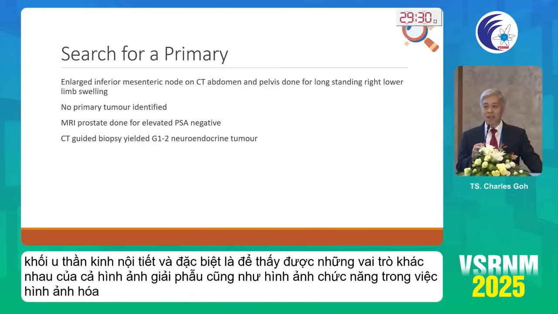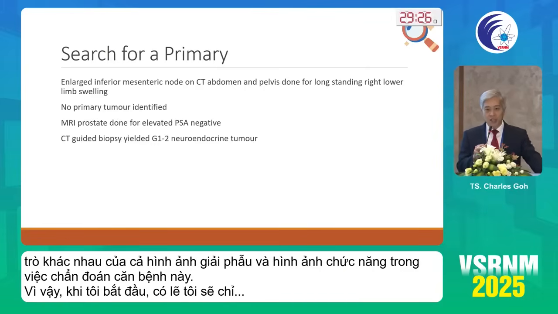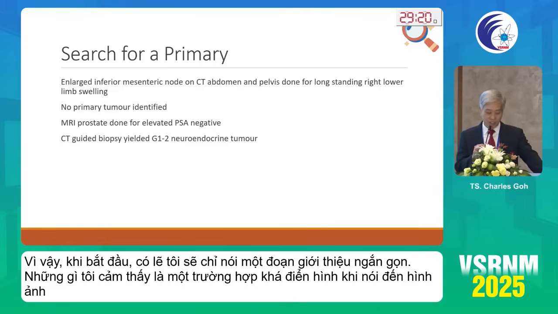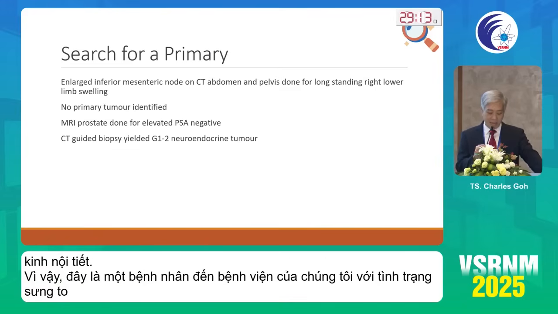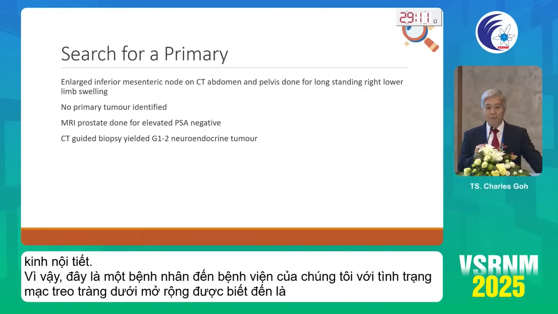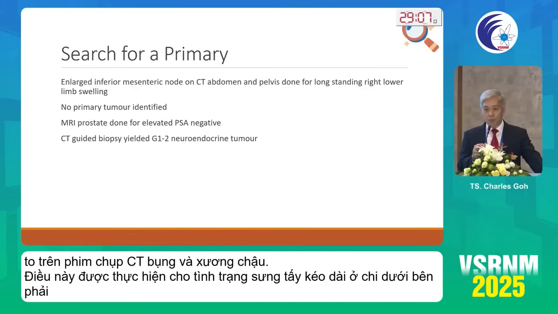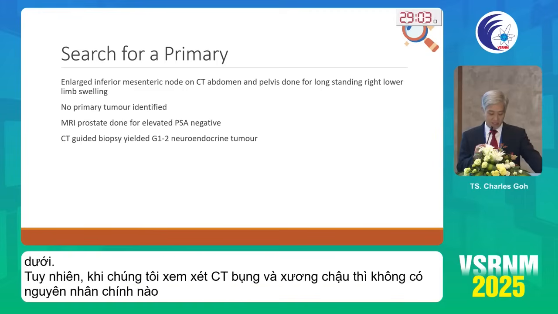So as I start, maybe I'll just talk about a brief case introduction. What I feel is a fairly typical case when it comes to imaging neuroendocrine tumors. So this is a patient that came to our hospital with an enlarged inferior mesenteric node on a CT abdomen and pelvis. This was done for long-standing right lower limb swelling. However, when we reviewed the CT abdomen and pelvis, there was no primary tumor that was seen.